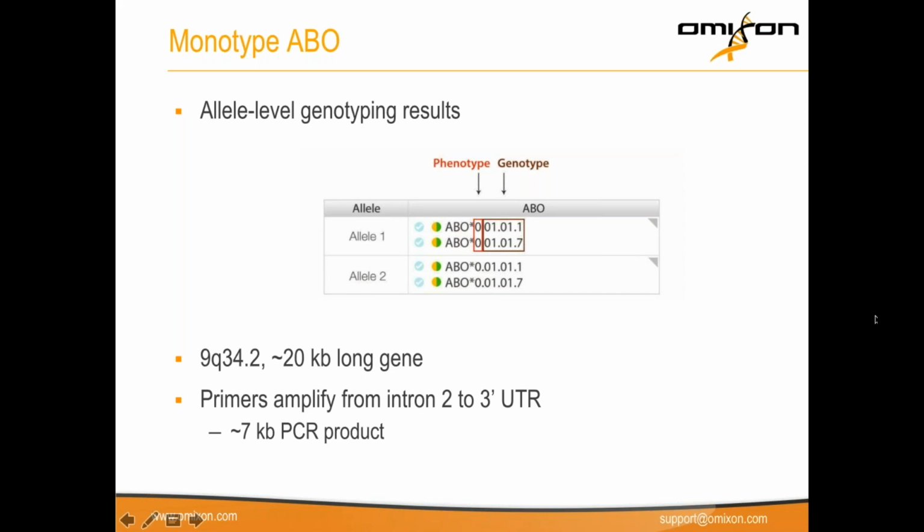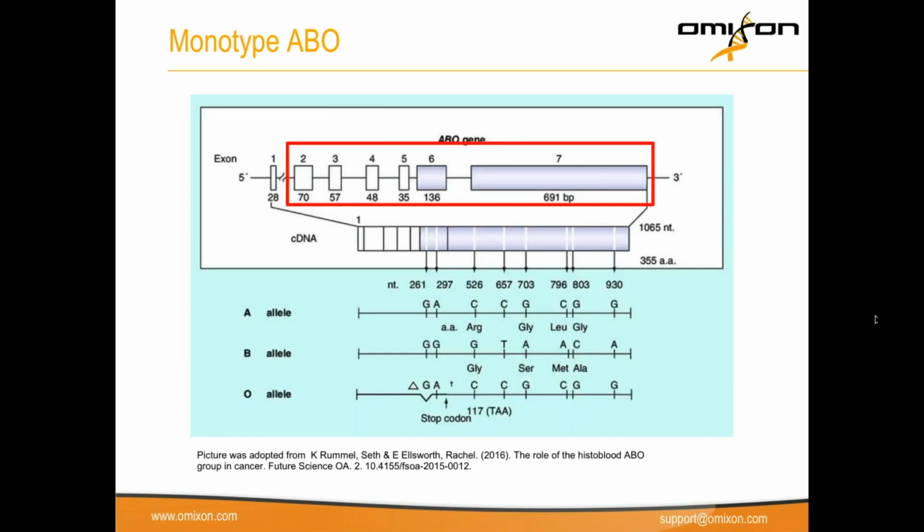The ABO gene is located on the Q arm of chromosome 9 and is about 20 kb long. The ABO-specific primers in the kit amplify from intron 2 to the 3' UTR, resulting in a 7 kb PCR product. Here is a picture displaying the exon and intron structure of the ABO gene. As you can see, exon 1 does not contain any polymorphisms that distinguish the three alleles, A, B, and O. Thus, it is not required for allele-level genotyping.